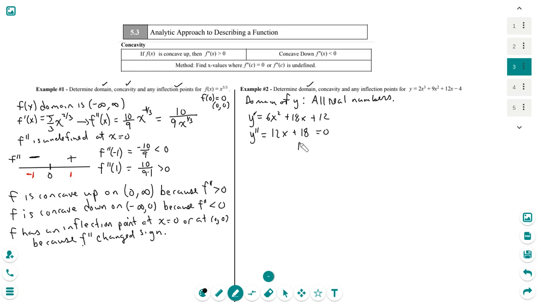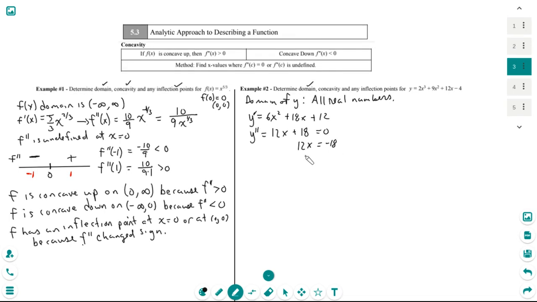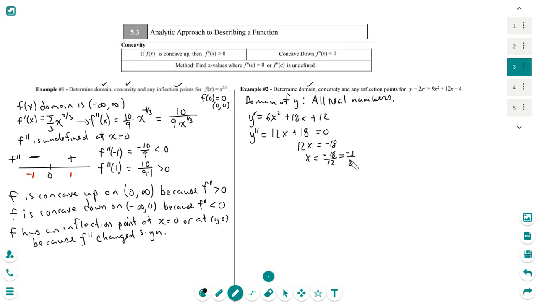So I subtract the 18 over, divide by 12, and I get negative 18/12. If I divide the numerator and denominator by 6, I can simplify that to negative 3/2. All right, so I have found the root of the second derivative. That could be an inflection point if my concavity changes around it, but this is where the second derivative is equal to 0.